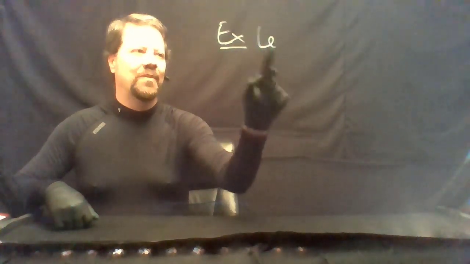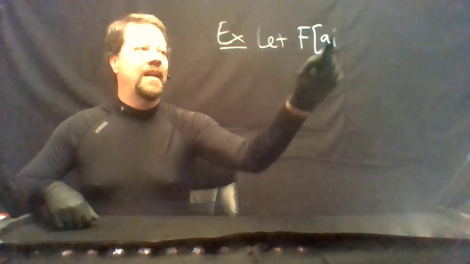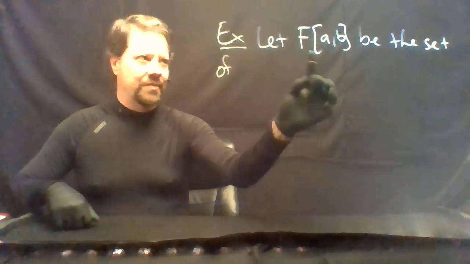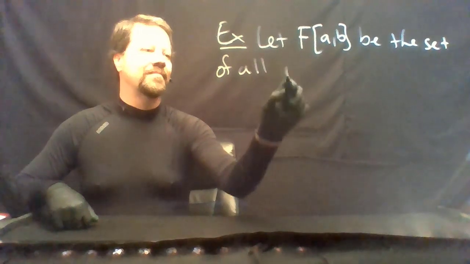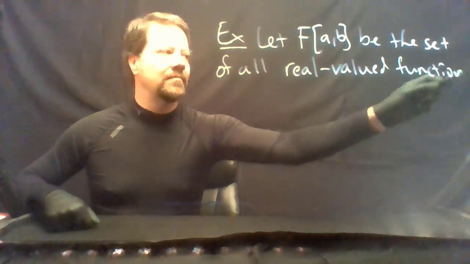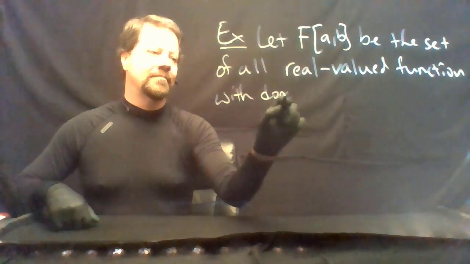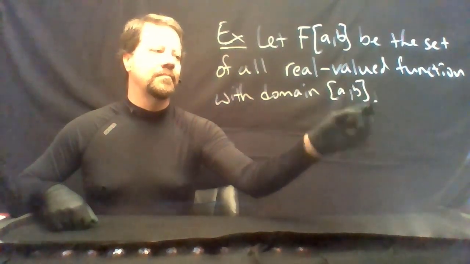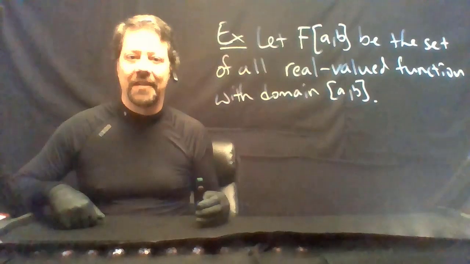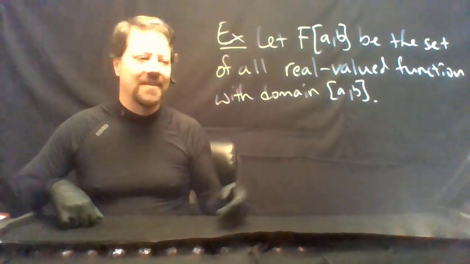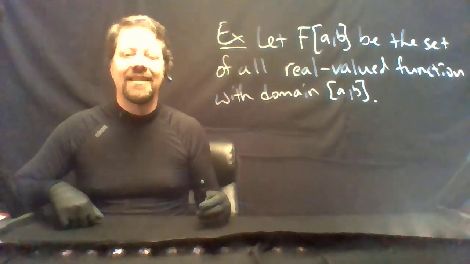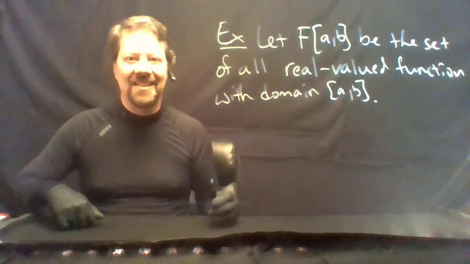In our next example, we're going to let F[a,b] be the set of all real-valued functions with domain equal to [a,b]. Is this a vector space? In fact, most of the really interesting examples of vector spaces are function spaces like this. If you take two real-valued functions and add them together using the usual notion of function addition, do you get a real-valued function? Is it closed under addition?